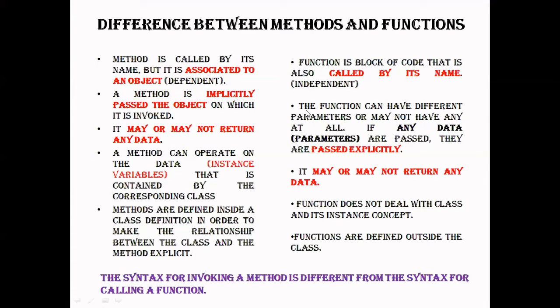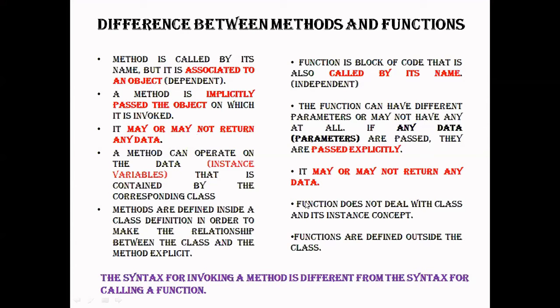Now, next, the second point: a function can have different parameters or may not have any at all. If any data are passed, they are passed explicitly. I think we have already seen that in previous classes with an example. Again, today also I'll take one example and show you how a function will be converted to a method. Now, in the second point, a method is implicitly passed the object on which it is invoked. It may or may not return data, the same as in a function.